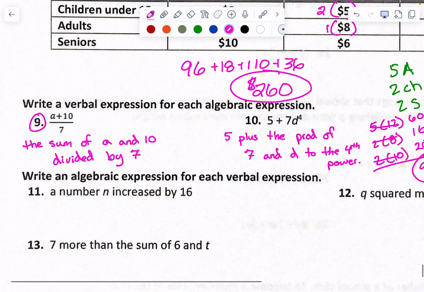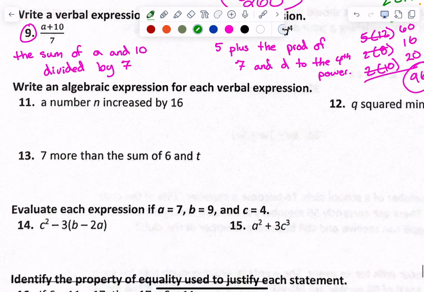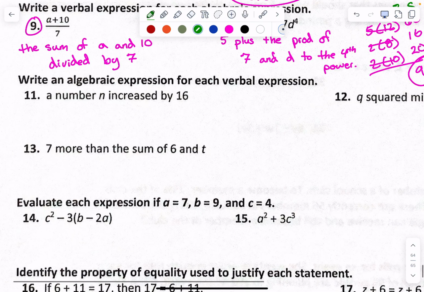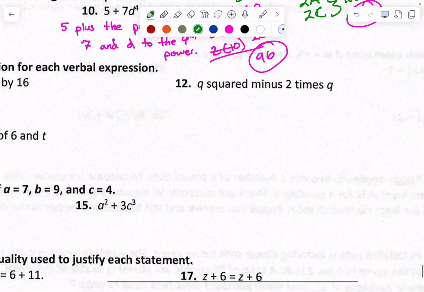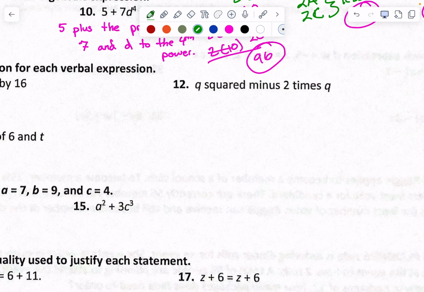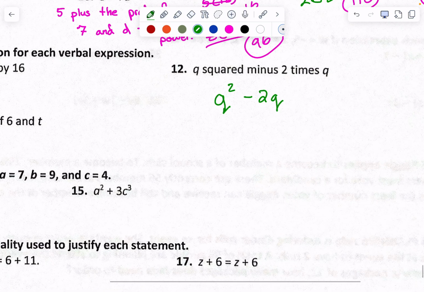How about that? Are we okay with 9 and 10? Yeah. We're trucking right along. Okay. All right, more of these. A number, n, increased by 16. N plus 16, these are easy. 12q squared minus 2 times q. Q squared minus 2q. Yeah?